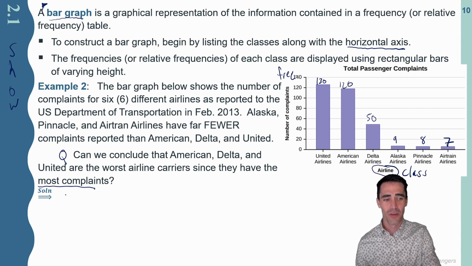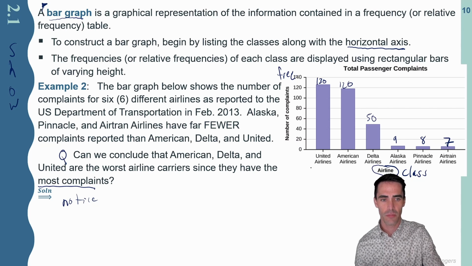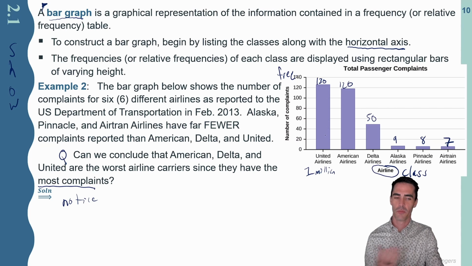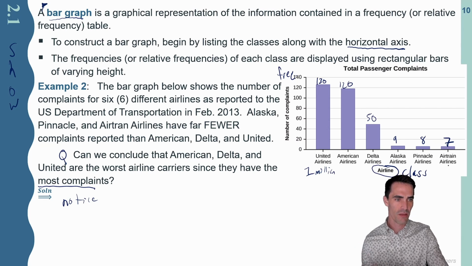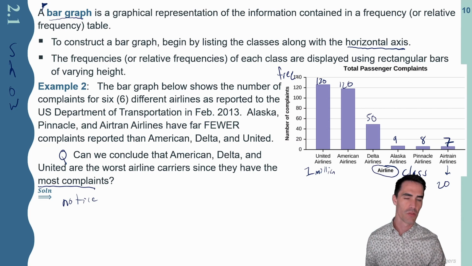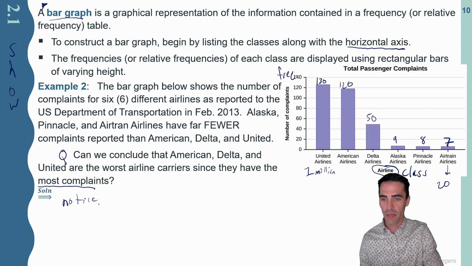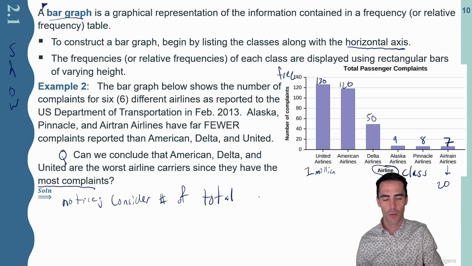And so one thing that's important to take into account is, notice out of this 130, there may be 1 million passengers that took United, in which case that may be a small proportion, versus maybe AirTran Airlines only had 20 passengers. Well, that proportion's going to be much more significant. And so one big thing to notice with this graph is we need to consider the number of total passengers.